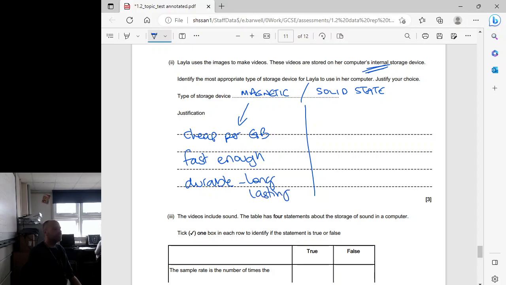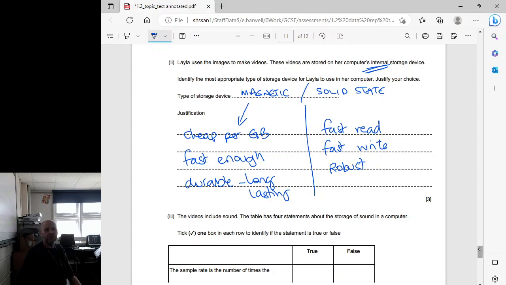Solid state, you're talking about fast read and fast write as the main reasons. It's not as cheap as magnetic by a long way. 10 times more expensive generally. Okay. They are very robust though. They can take knocks. If you bang your desk or whatever, they're not going to get damaged. A hard disk could. And that's really the reasons.